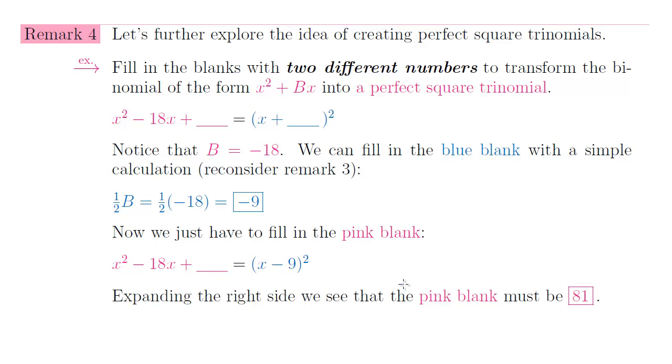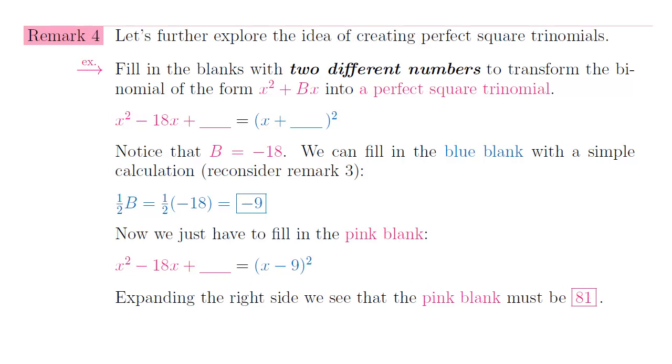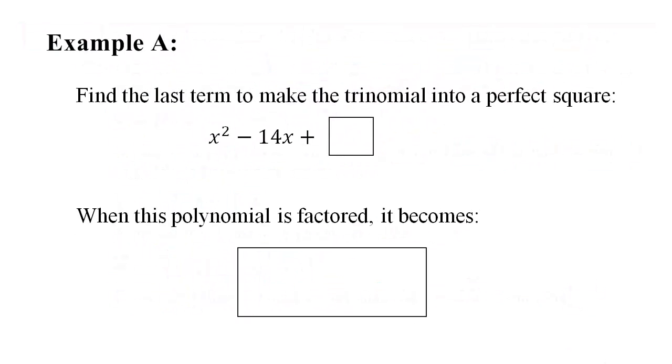Negative 9 times negative 9 is 81. And therefore, that means our perfect square trinomial is simply x squared minus 18x plus 81, which factors, and you can check, as the binomial x minus 9 quantity squared. The key to completing the square is being able to turn trinomials into perfect squares. So we finish with two last examples.